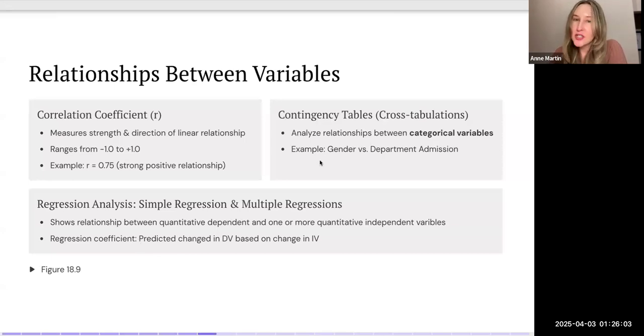We also have contingency tables, which is cross-tabulation to show the relationship between categorical variables. This can even be used to make predictions about the relationship between those variables. And then we have regression analysis, which can help you understand and even make predictions about the relationship between quantitative variables. The regression coefficient will give you the predicted change on the dependent variable based on a change in the independent variable.